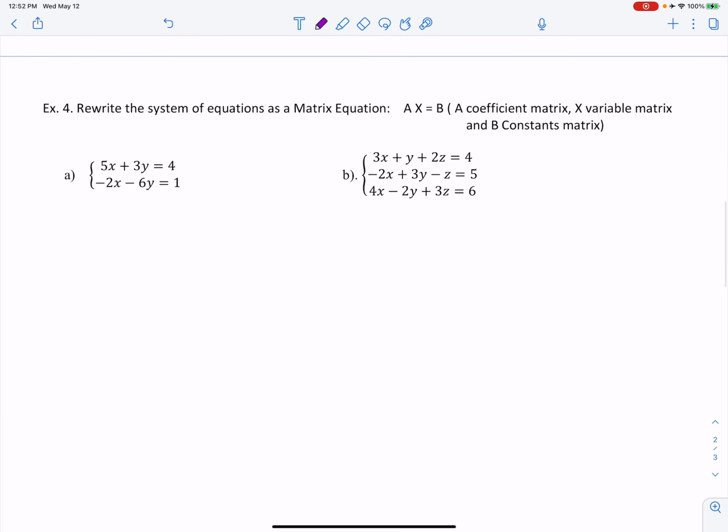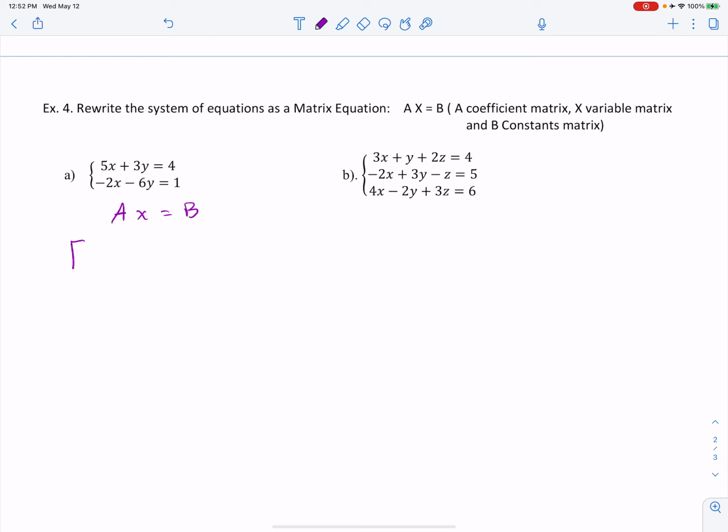In example 4, rewrite the system as a matrix equation. We're getting ready to solve systems. We did it before with Cramer's rule and determinants. Now we're going to be using inverse matrices. And so when we go to solve this, A is going to be the coefficient matrix, X is going to be your variable matrix, and B the constant. So what we do to set this up, we want this AX equaling B kind of situation.